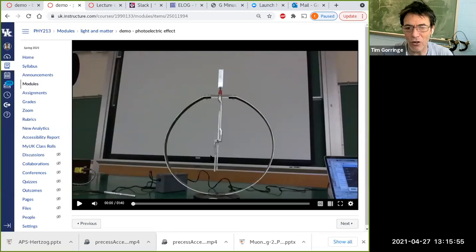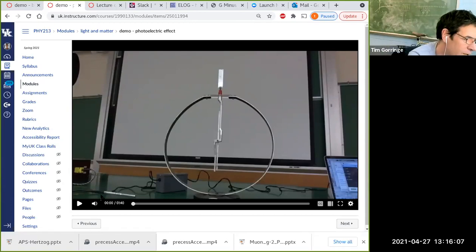The electrons are ejected from the electroscope by the ultraviolet light. It's an amazing phenomenon, and so it's called the photoelectric effect. So let's watch this video.